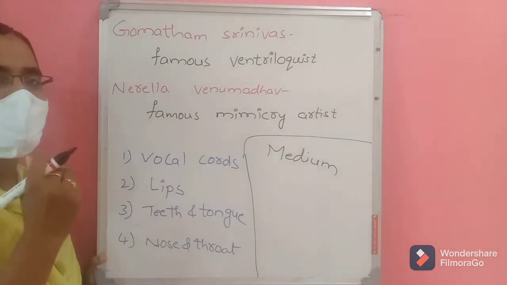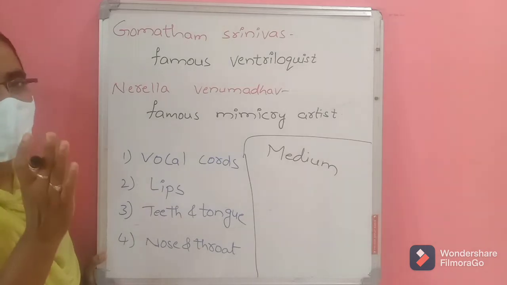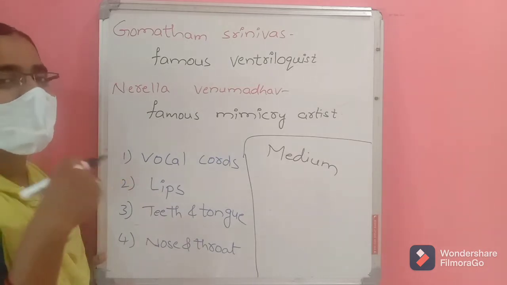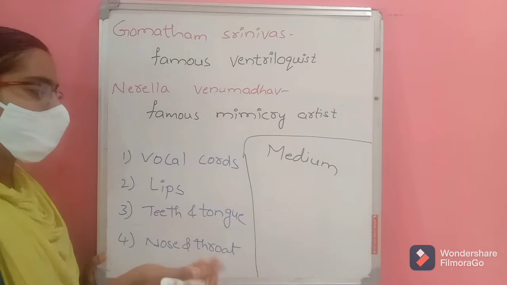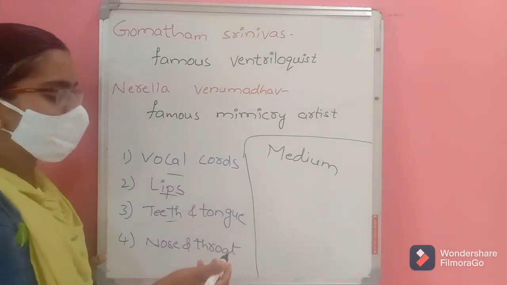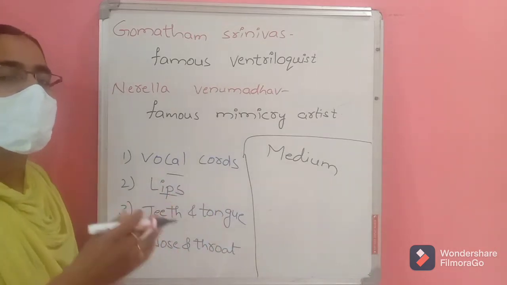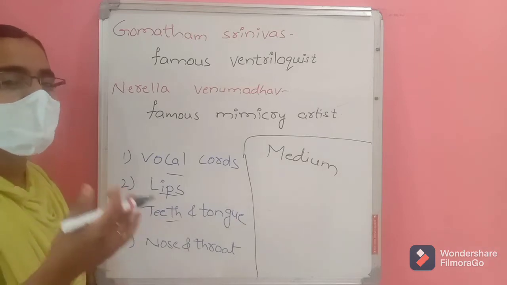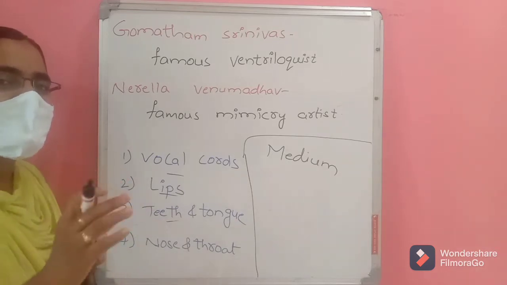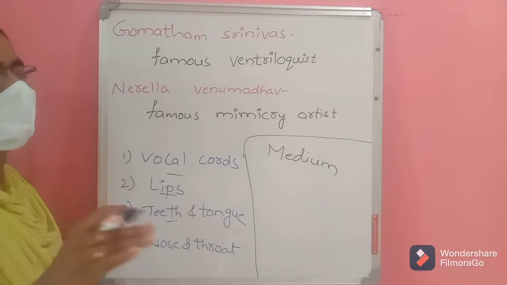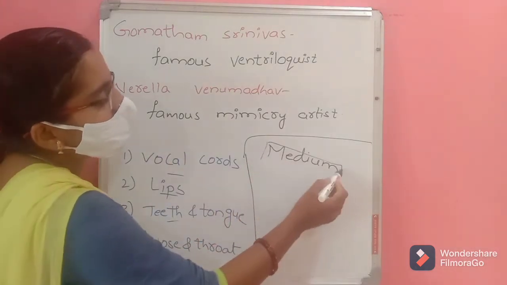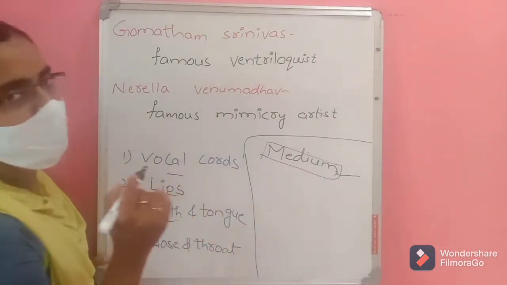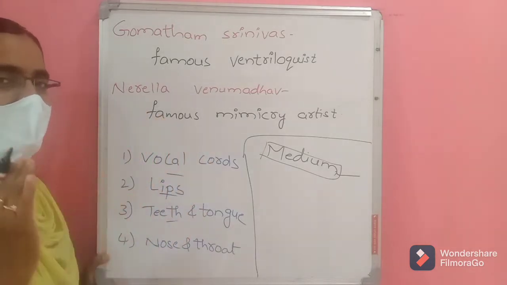If you go to space, there is no air, nothing is present there. Even if you have vocal cords, lips, teeth, tongue, nose and throat, if you shout, no one can hear your sound. Why? Because there is no air to propagate that sound. So sound always needs a medium to propagate from one place to another.